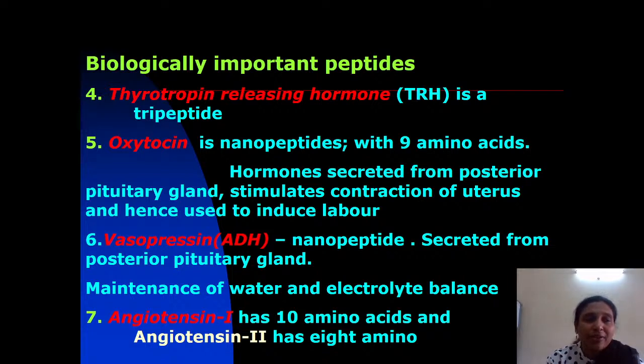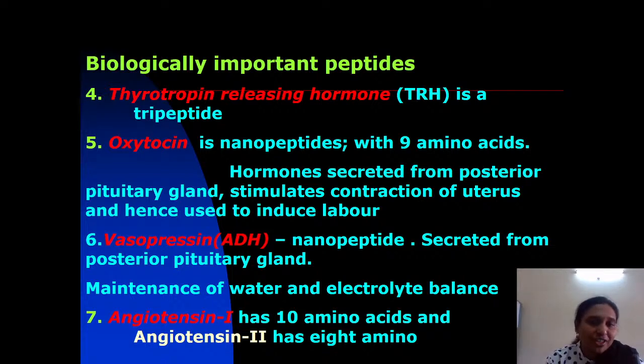Okay, so the 3 amino acids, proline, glutamate, and histidine, are there in the structure. TRH is a tripeptide. The 3 amino acids which participate in the formation of TRH are proline, histidine, and glutamate. These 3 amino acids join to form a hormone known as thyrotropin releasing hormone.